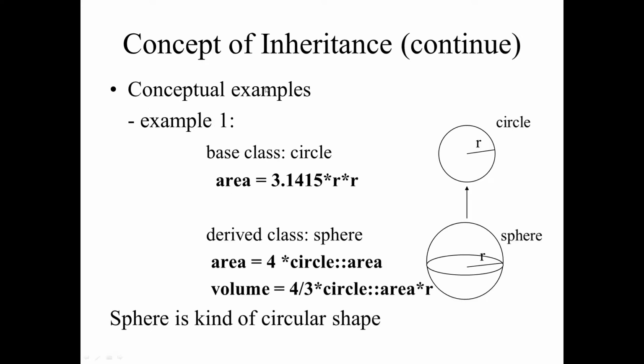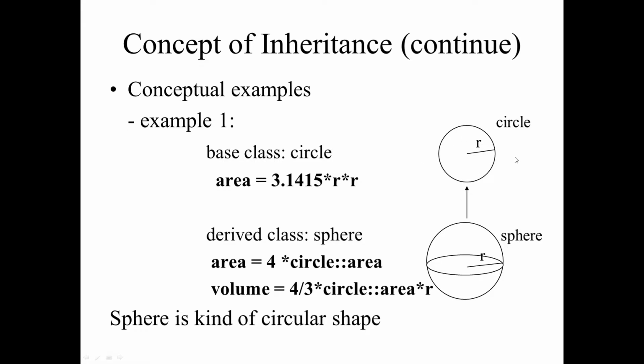Now see the concept of inheritance. A real-time example is if the base class is circle. If you observe here, there is a circle with radius r. If we want to calculate the area of the circle, we have the formula pi r square, that is 3.14 into r square. Now if I am going to derive a sphere from it, a sphere is a three-dimensional structure. The area of a sphere is 4 into the area of the circle.